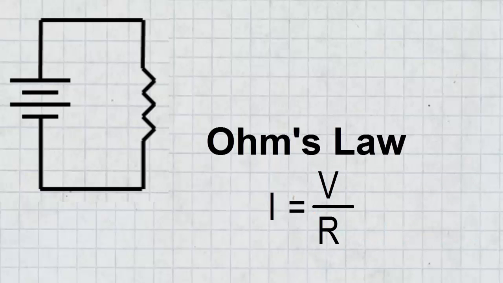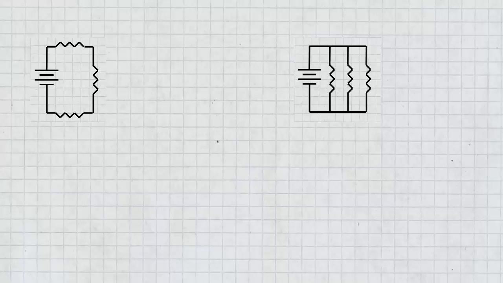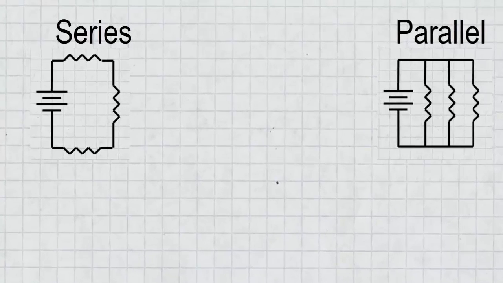If your circuit has alternating current flowing through it, you will measure impedance, represented by Z, instead of resistance. Resistance and impedance are similar concepts that measure how hard it is for the current to flow through a circuit. If a circuit contains more than one resistor, there are only two ways to connect them: series or parallel.